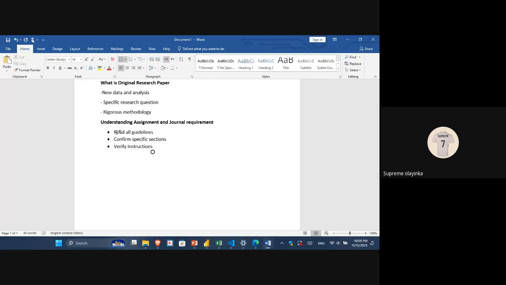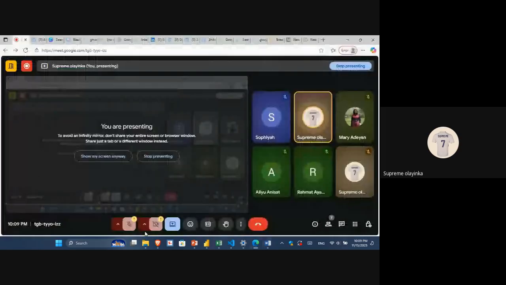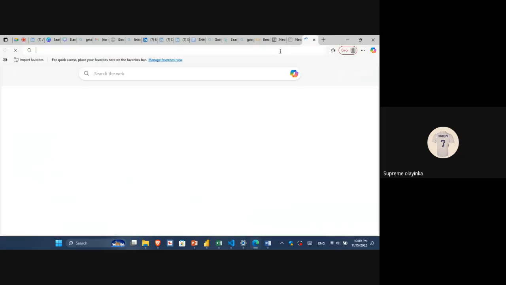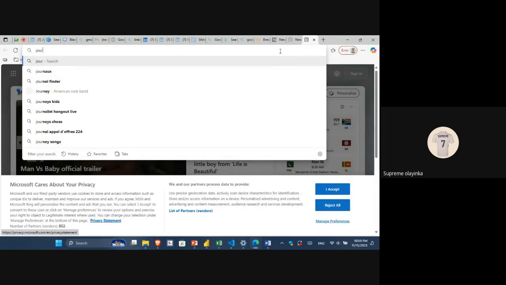You want to look at all the guidelines, all the specific sections. You want to verify the instructions. Let's just go online and see how we can do this. So now we have different types of journals. We have plenty of journals out there. One thing about journals is that they are just like departments. You cannot just go to a department and expect all courses to be taught. That's the way journals are.